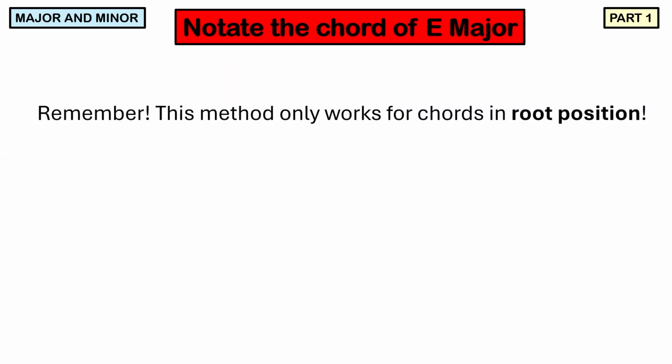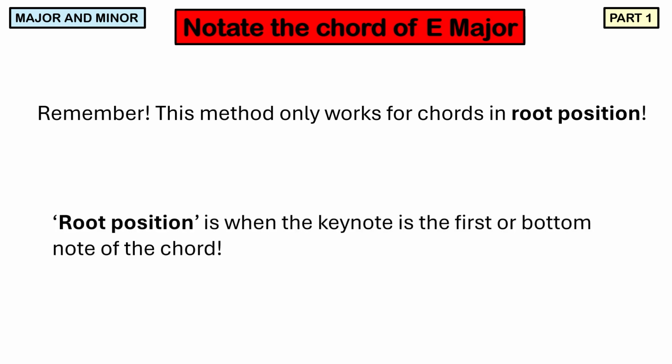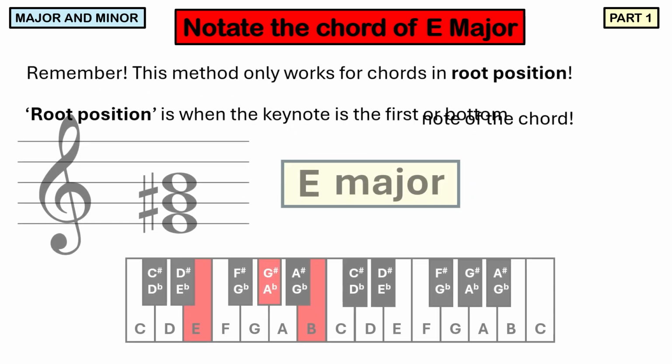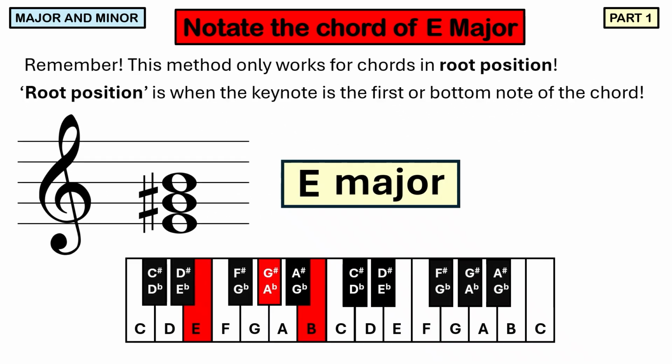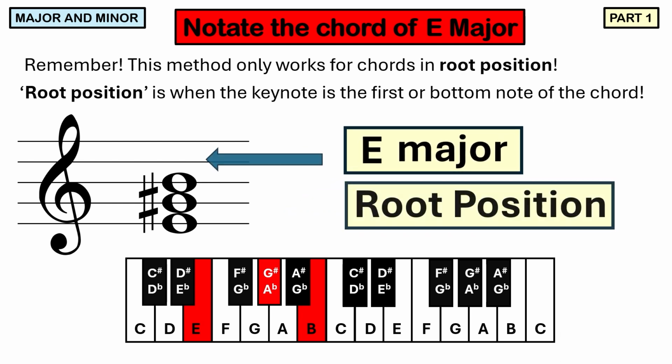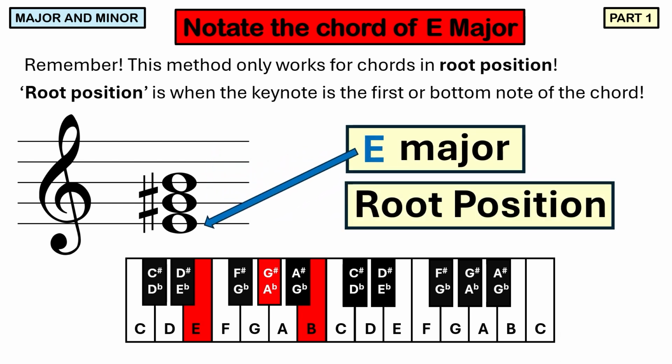Now this method only works for chords in root position. Root position is when the key note is the first or bottom note of the chord. So we can see in this example that E is the bottom note of the chord, therefore this is a root position chord. We can also tell it's a root position chord because the first note is on line 1 and then each of the other notes are on the next 2 lines, lines 2 and 3.